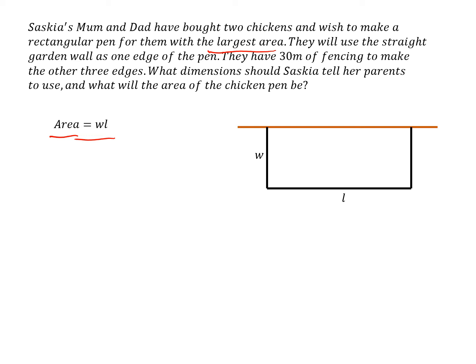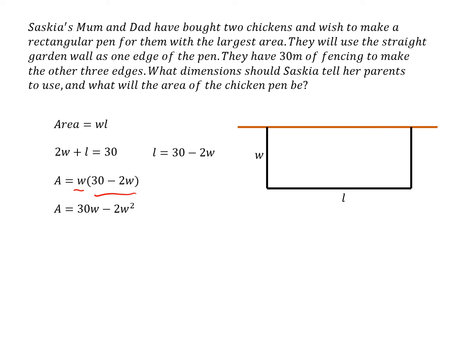So this is the point where we start thinking about how we can use the information given in the question, that the amount of fencing is 30 meters. So how can we do that? If the fencing is 30 meters, then the width plus the width plus the length must add up to 30 meters. So 2W plus L equals 30, and I can rearrange that to give me an expression for L. When I substitute that into the expression for area, I get the area is W times this expression for L.